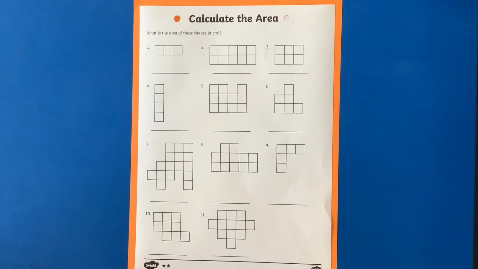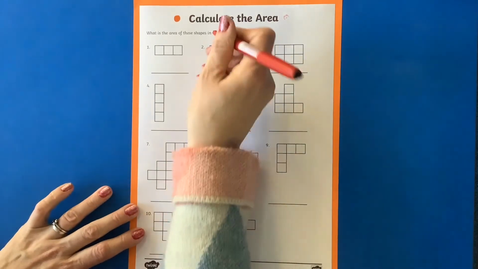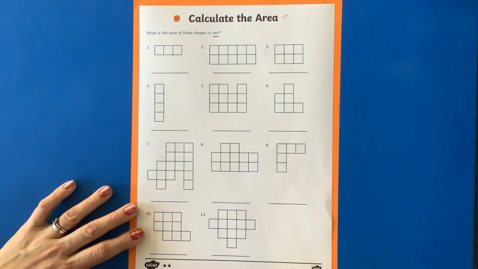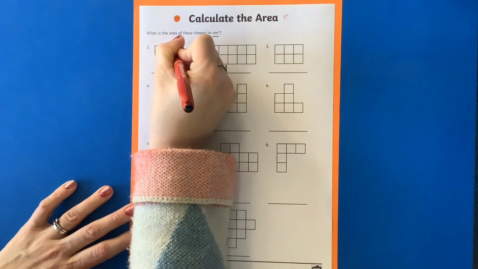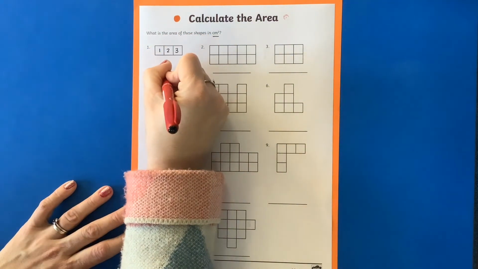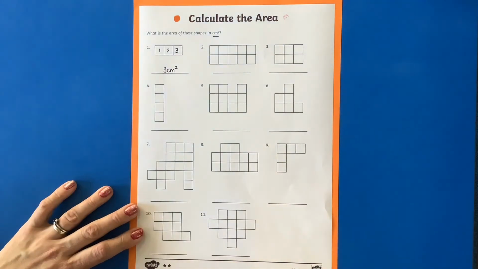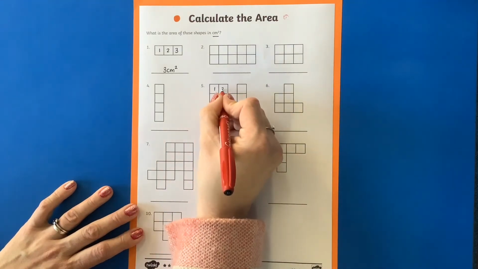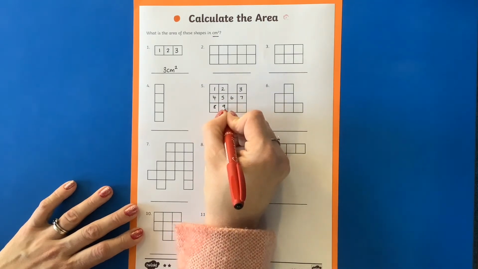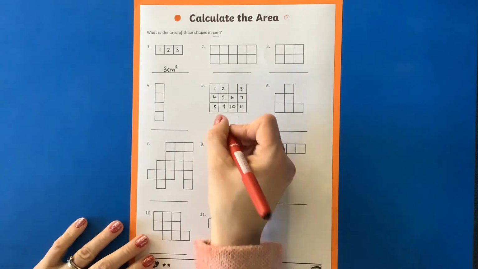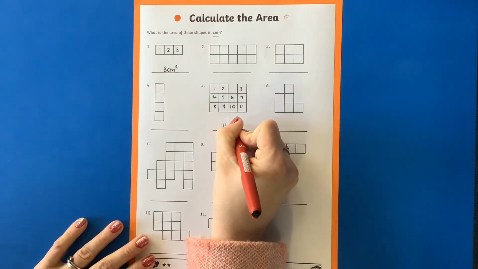Okay, this is your amber challenge, and you're going to calculate the area of these shapes just by counting the squares. And then don't forget to use your units, centimetres squared. So 1, 2, 3, I can write them on as well to help me. So this one is 3 centimetres squared. If I do one that's a bit more interesting, this shape, 1, 2, 3, 4, 5, 6, 7, 8, 9, 10, 11. So that one is 11 centimetres squared.